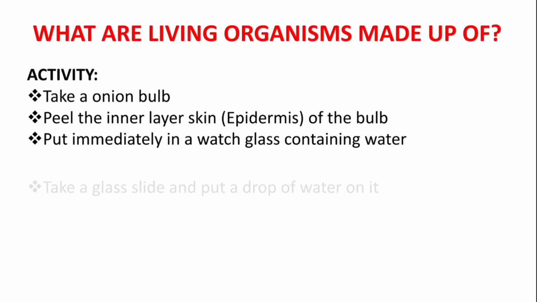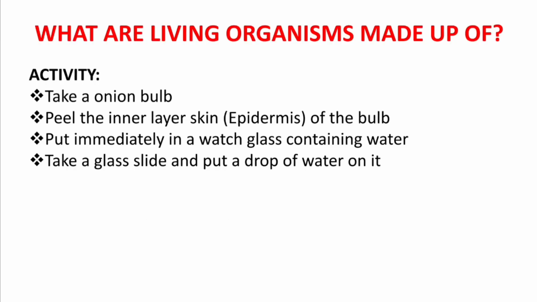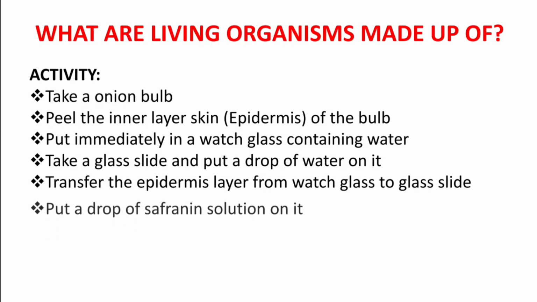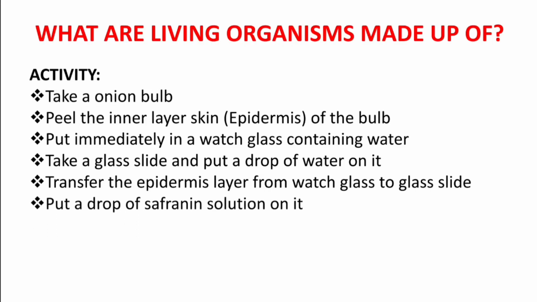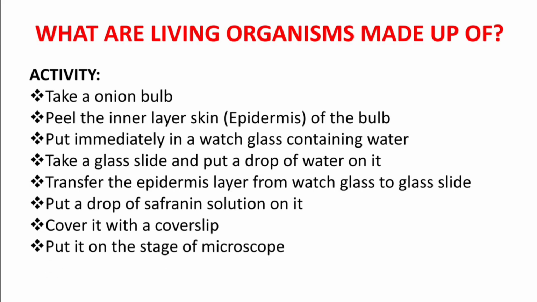Then take a glass slide and put a drop of water on it. Then transfer the epidermis layer from the watch glass to the glass slide. After that, put a drop of safranin solution on it and carefully cover it with a cover slip. Why is safranin solution important here? Because safranin solution is used to stain the cell walls, so we can easily see the cell structure. Then put it on the stage of the microscope.